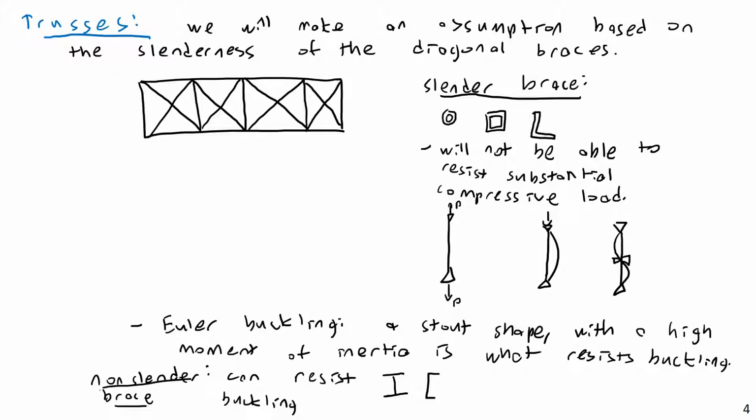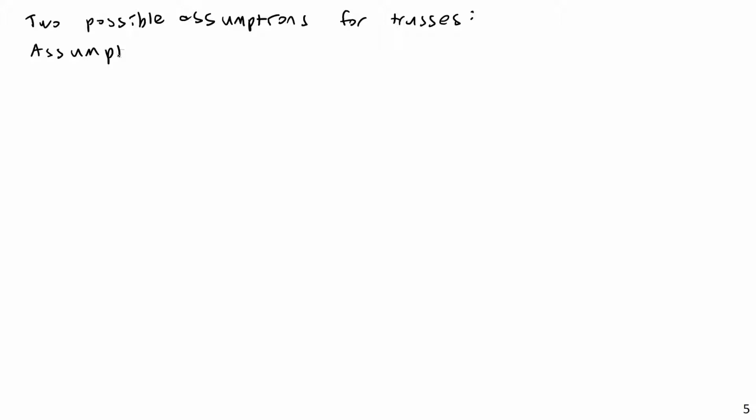That fairly clear? Okay, so assumptions. I'm going to list these as assumption 1 and assumption 2. We do not apply both of them. We pick one or the other. So there are 2 possible assumptions for trusses. Again, we pick one or the other. We do not try to put both in the same truss. These are incompatible assumptions.